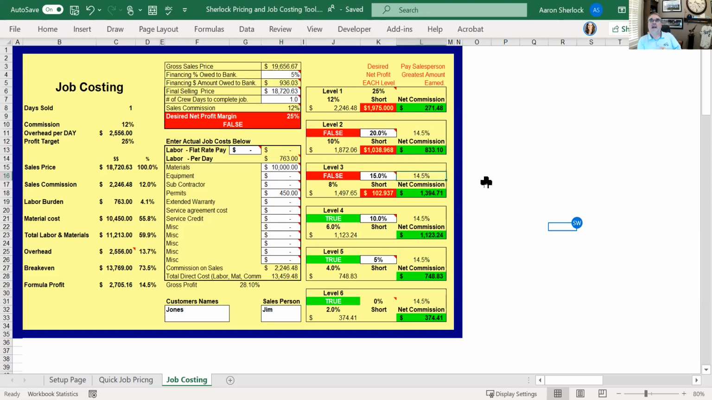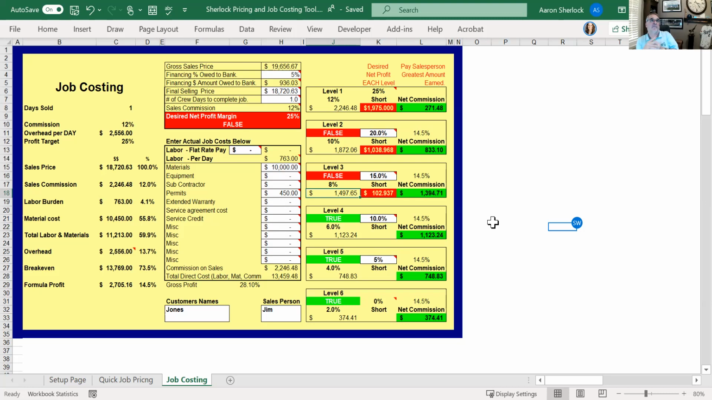So that's where 8% comes in. Now, at 15%, if the company made 15%, he would have made that $14.97, but he was short $102.93, which made it $13.94.71 at a 15% profit level.